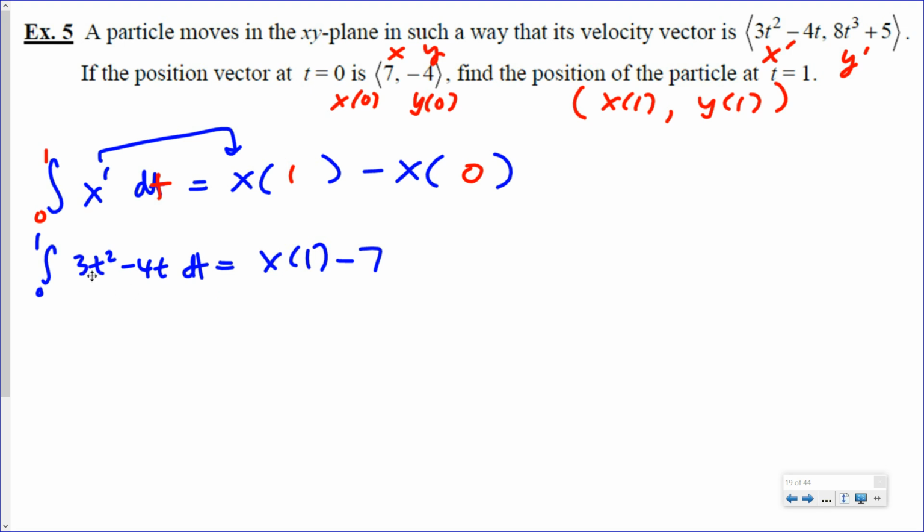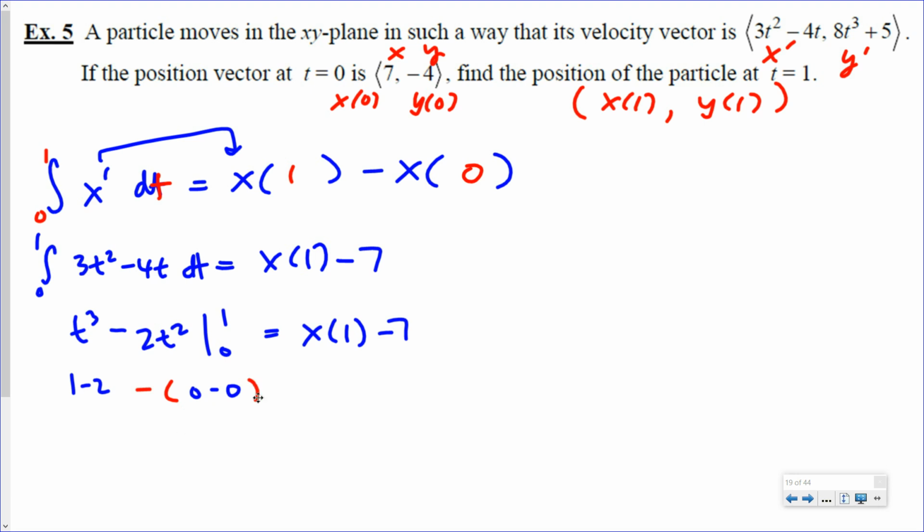So let's do this by hand. I'm going to add 1, divide by 3, so it's going to be t cubed, minus, I'm going to add 1, divide by 2, so it's going to be 2t squared from 0 to 1 is equal to x at 1 minus 7. First I plug in the 1, then I plug in the 0, then I slap a minus sign in between. And so what I get is negative 1 here. So negative 1 is equal to x at 1 minus 7. So what do you guys get for x of 1? 6. Okay, that's nice. I've already got half of my answer. This answer up here is 6.